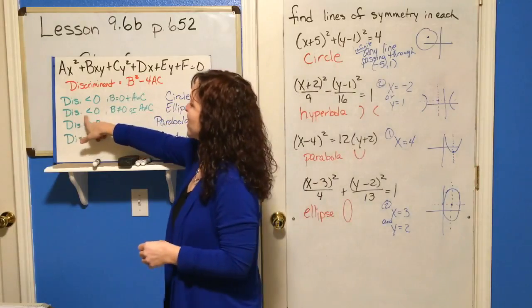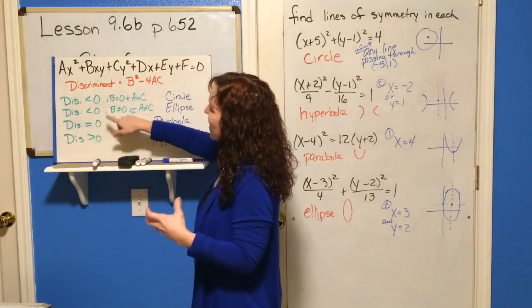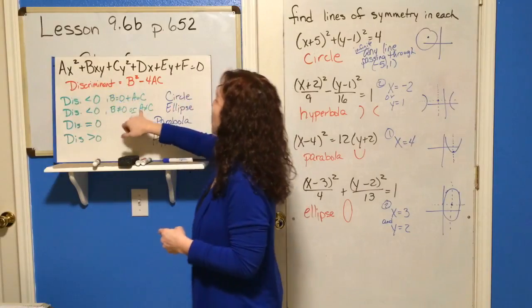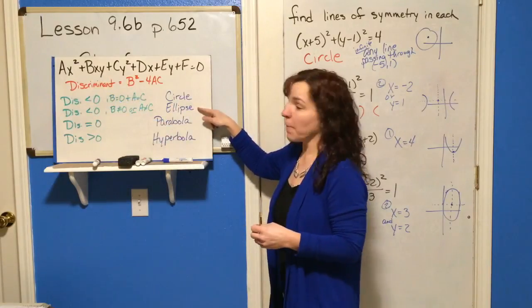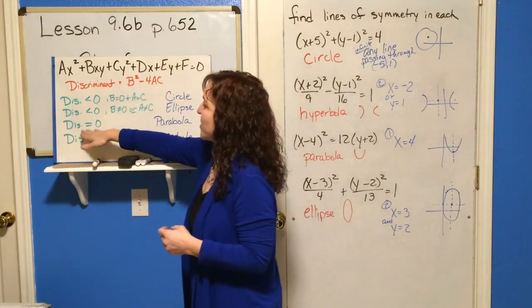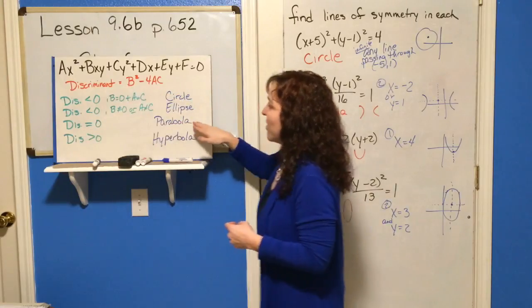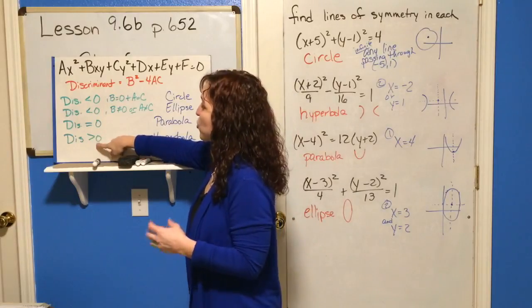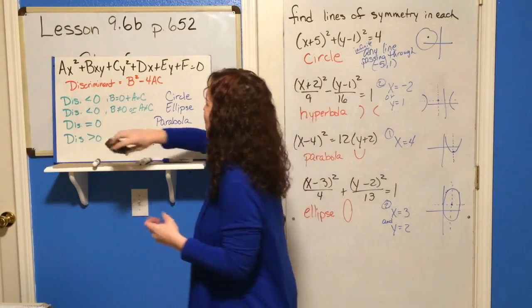All right, if your discriminant is less than 0 and either b is not equal to 0 or the a and the c are not equal, then you actually have an ellipse. If you work this discriminant and it's equal to 0, then you have a parabola. If you work this discriminant and your answer is greater than 0, then you have a hyperbola.